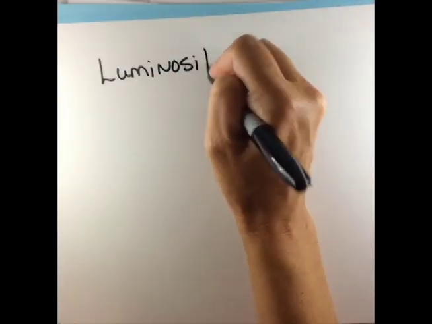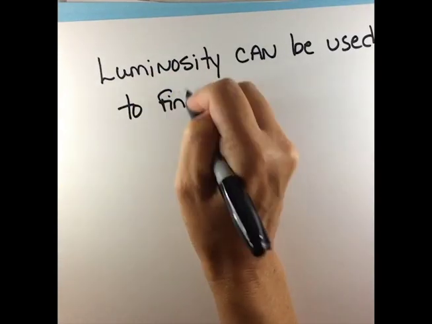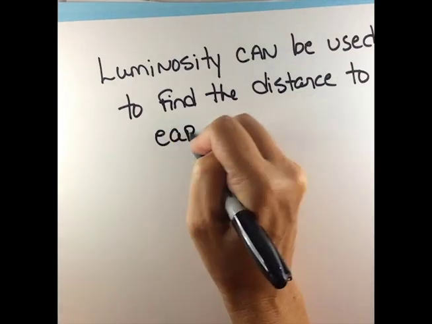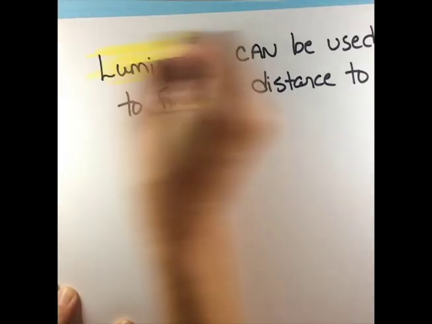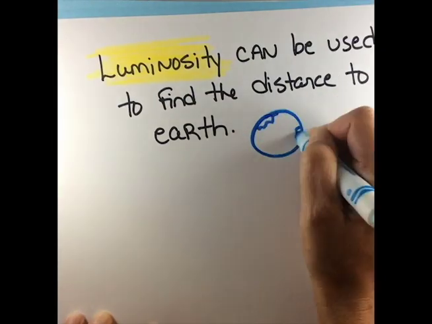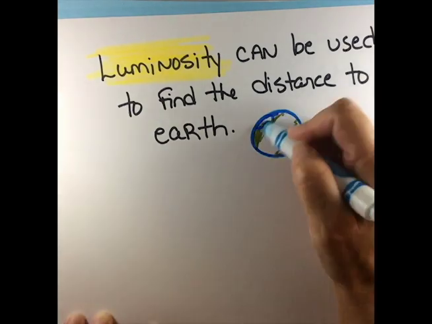The HR diagram can be useful to determine a star's luminosity, which can be used to then determine the distance of stars from the beautiful planet we inhabit called Earth.